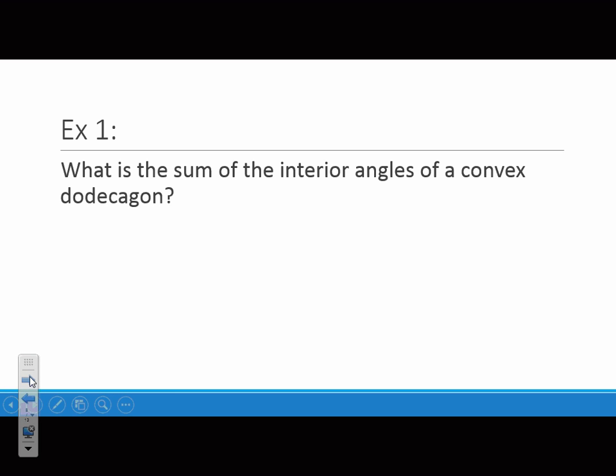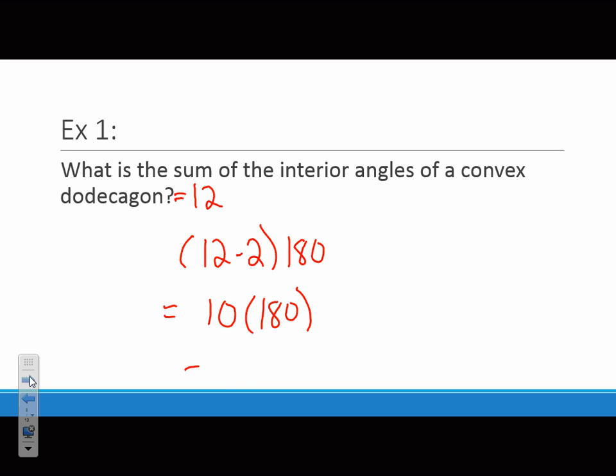Example number 1. What is the sum of the interior angles of a convex dodecagon? Well, first thing we have to know, how many sides does a dodecagon have? Well, we can look at our chart and it's going to be 12. So we plug this into our equation. 12 minus 2 times 180, which 12 minus 2 is going to give me 10 times 180, which equals 1,800 degrees. So that's how we can find the interior total angle of any polygon.